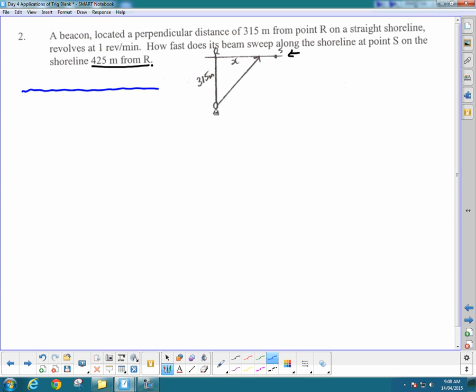So here's my shoreline. I've got R here, and I've got S over here. Apparently, at the time that we're evaluating it, this is 425 meters. Remember, it doesn't stay 425 meters, but that's just that one spot. This is out here, and I'm going to call this B for my beacon. There's my ray of light, which at this snapshot is exactly right at S. This is 315. That's going to stay the same. Of course, that's going to be perpendicular.